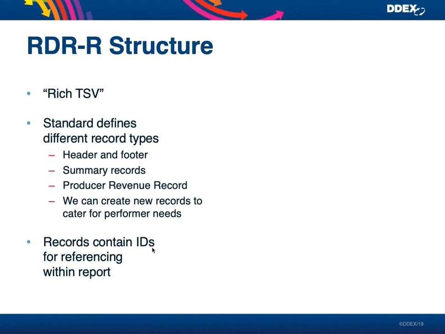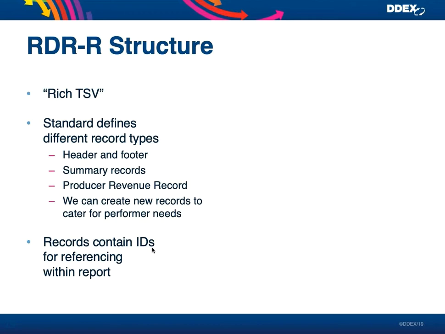So how does the RDR-R standard look like? It's what I would call a rich tabular separated value file. So it's a table, Excel kind of format based on UTF-8, so all the different character sets can comfortably be handled.